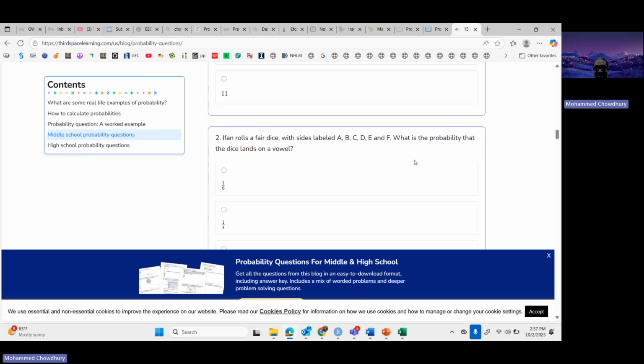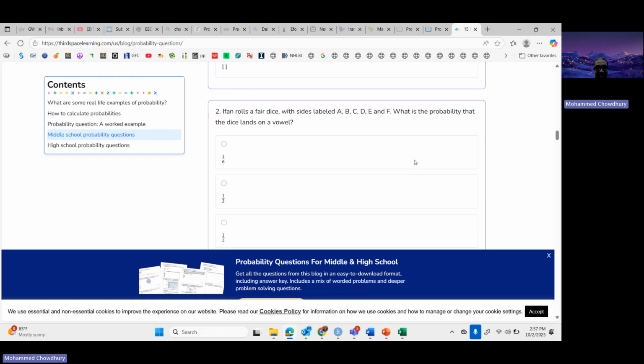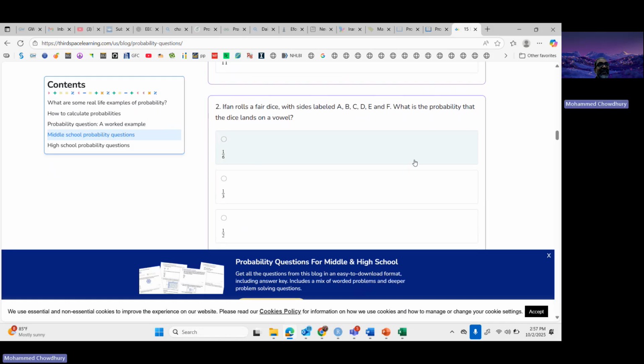So vowels are just the A and E, right? So that means 2 over 6, right?